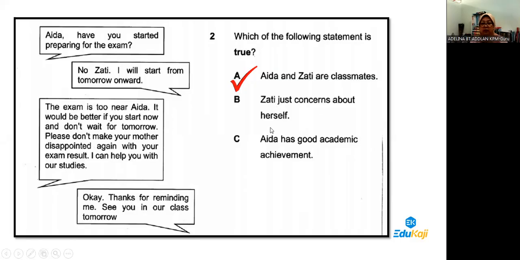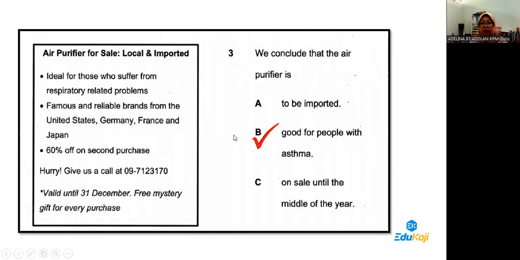Definitely B is not the answer. C, Aida has a good academic achievement. It doesn't mention anywhere here that Aida has good academic achievement. So therefore, the true statement will be A. It's very clear, isn't it? Alright. Okay, let's look at question number 3.